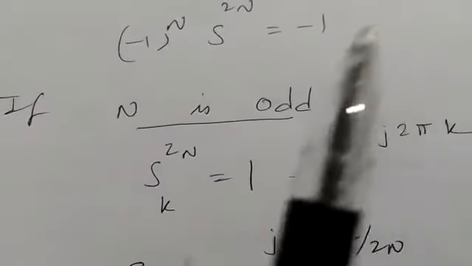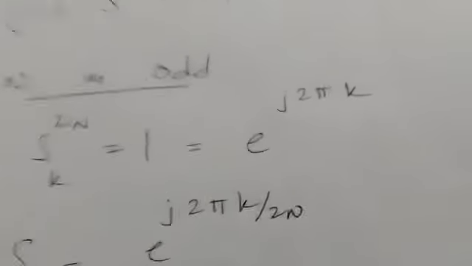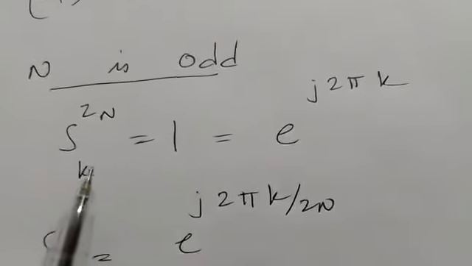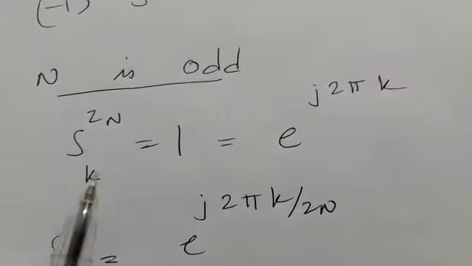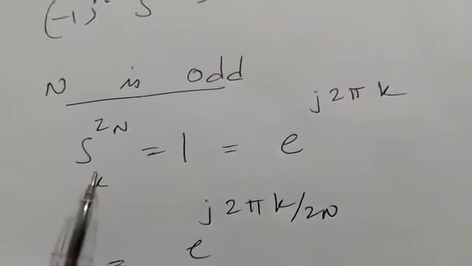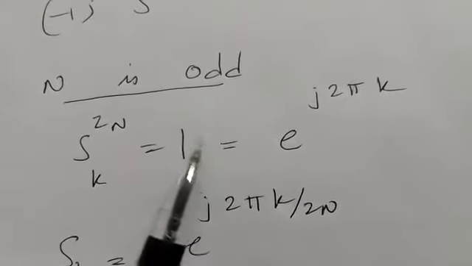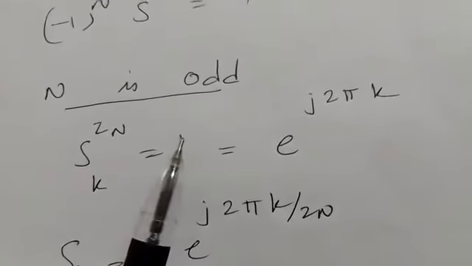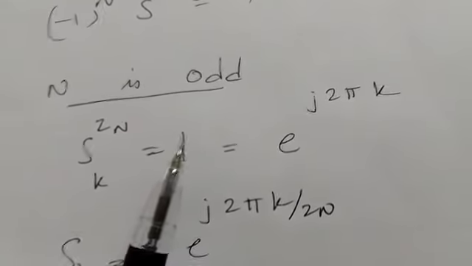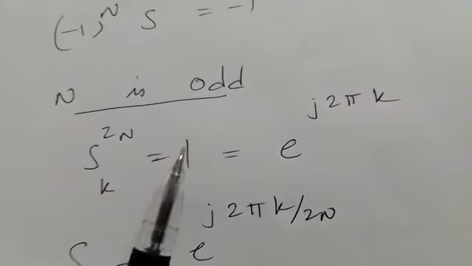Minus 1 here gets cancelled. So here we can write s of k to the power 2n is equal to 1. Now the 1 can be written as cos 0, or cos 90, sin 90, and like that.